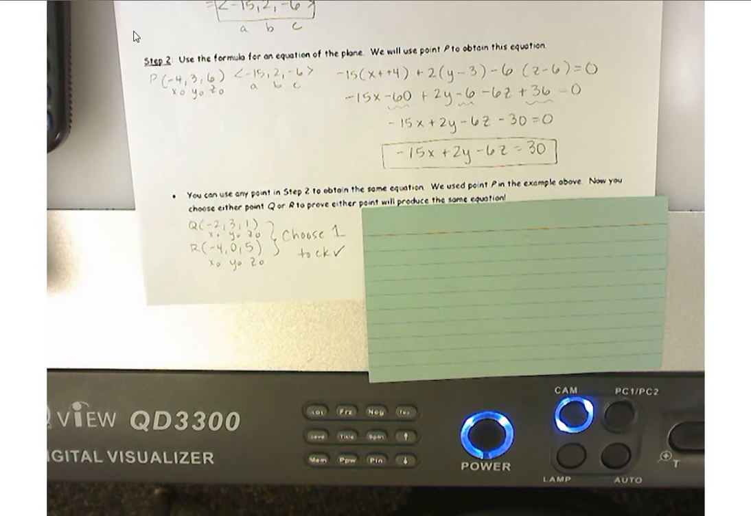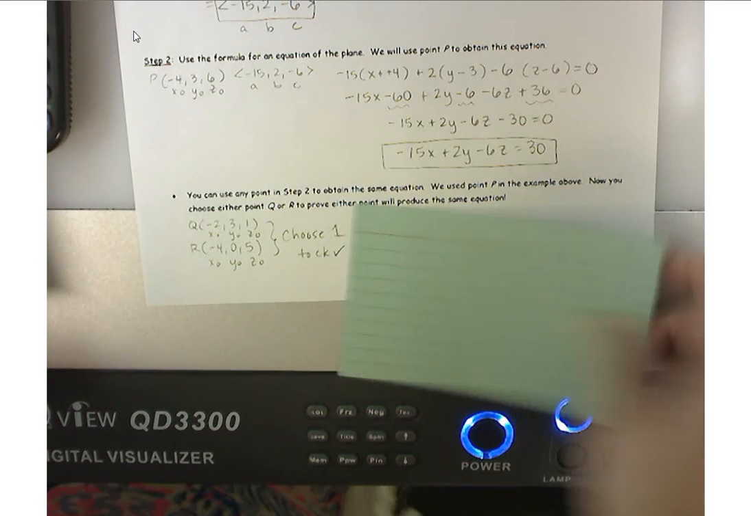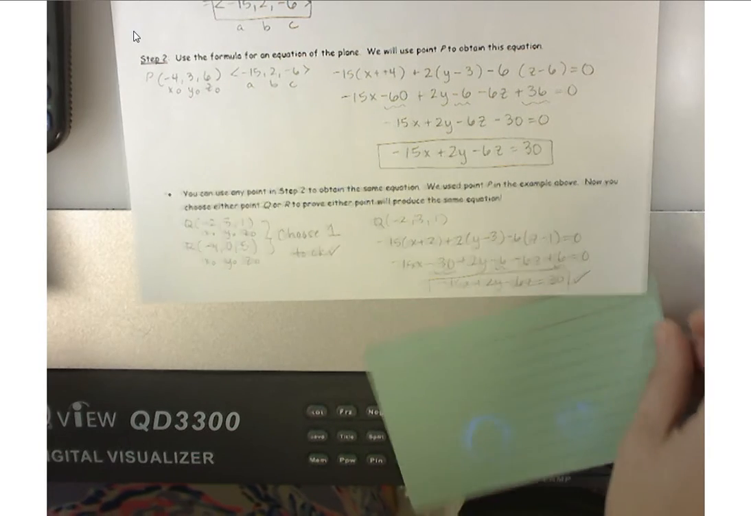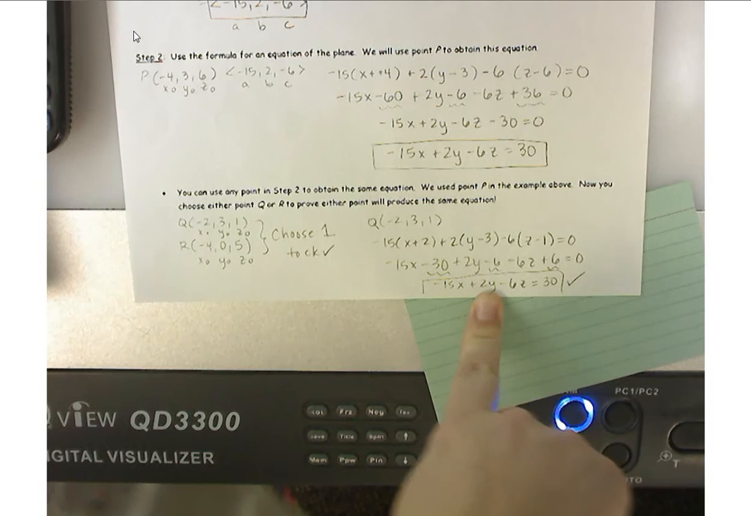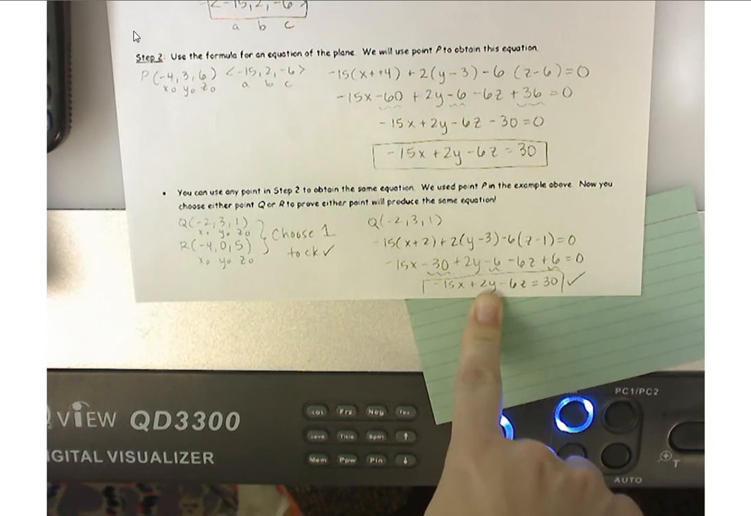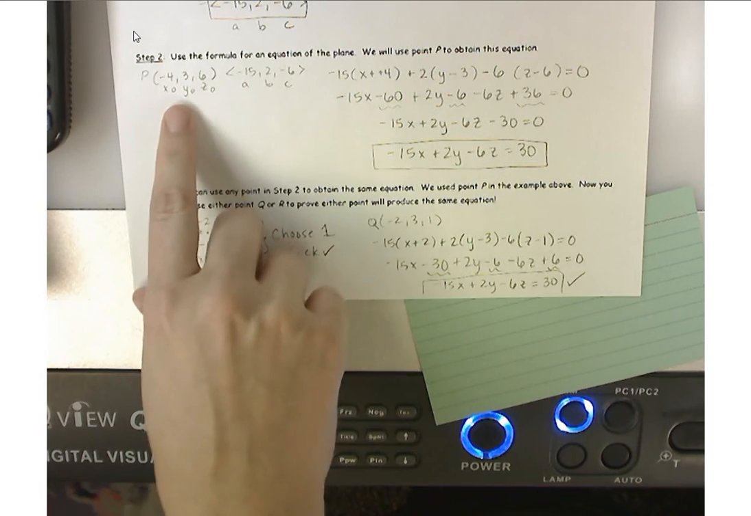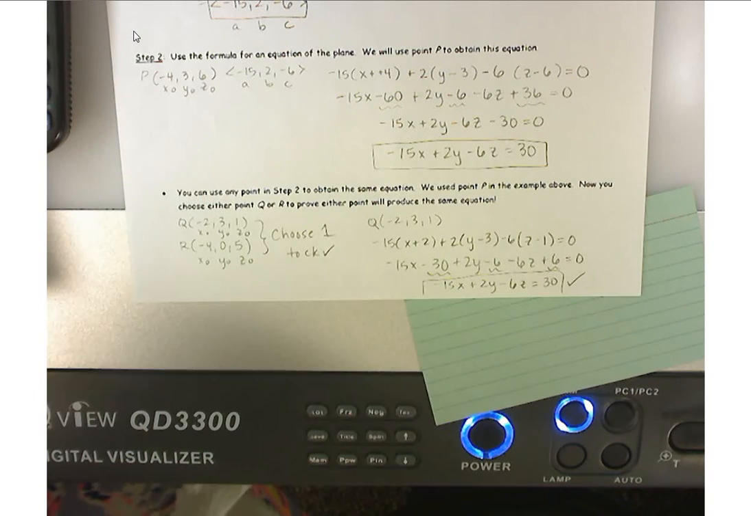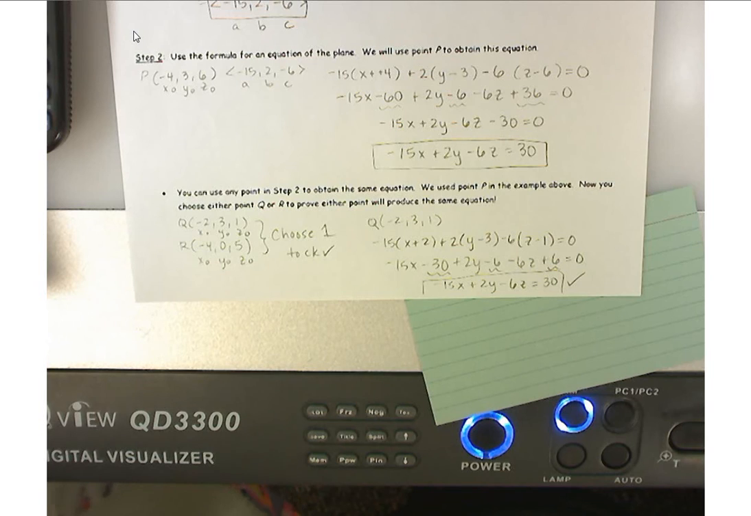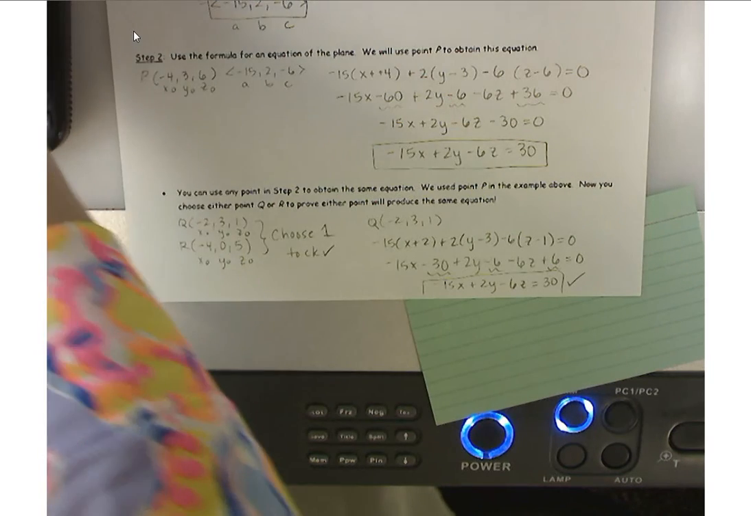Okay, what happened? Did you guys get the exact same equation? I used Q, and yes, I did. So if you happen to have extra time on your test, if you chose point P and you got an equation, you could choose another point and make sure you got the same thing. So you should get the same no matter which point you use.